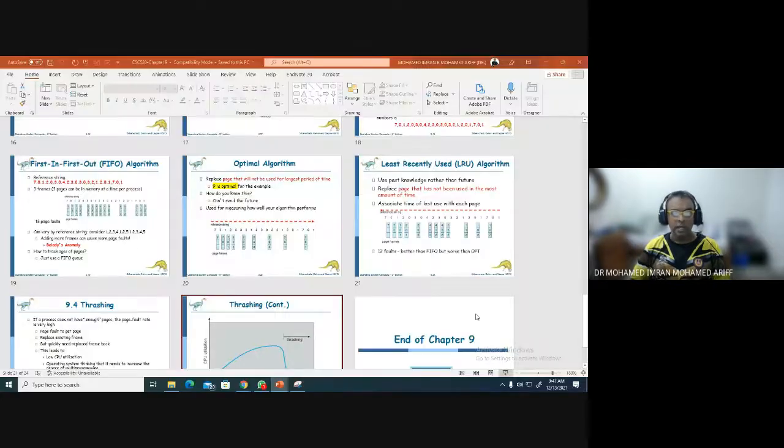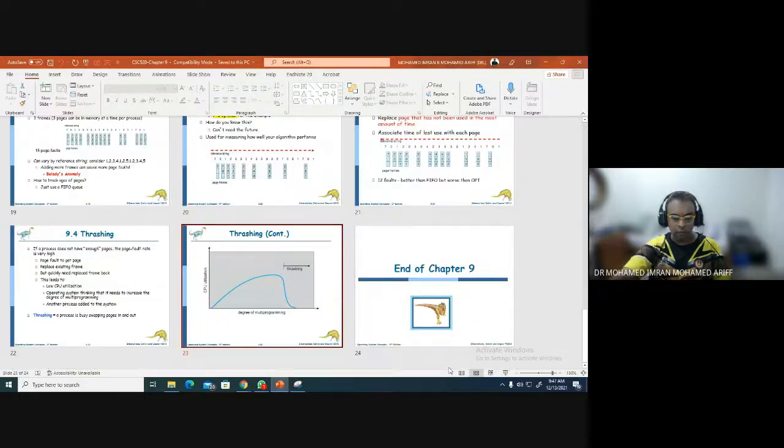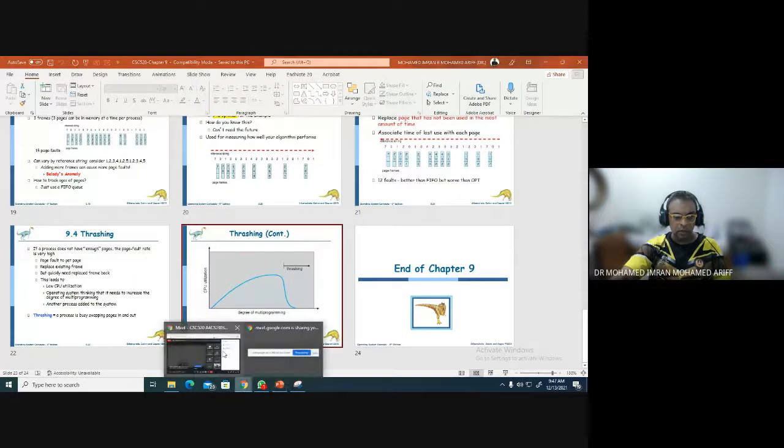Okay, so that is all for chapter 9. What you need to understand in chapter 9 is paging. You need to understand the concept of demand segmentation, and you need to understand how the page replacement techniques work. So we have first in, first out, we have optimal, and we have least recently used. You have to know how to do these diagrams. You have to know how the algorithms work, and from that you have covered chapter 9.